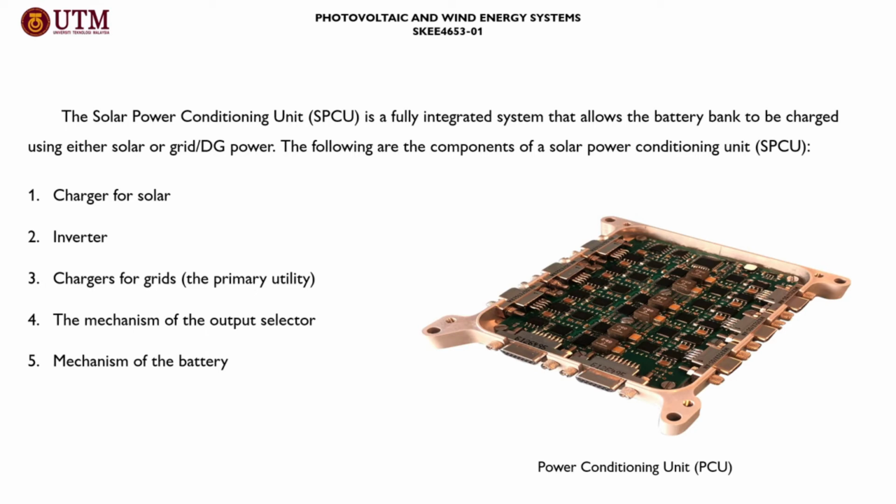So the solar power conditioning unit, or the SPCU, is a fully integrated system that allows the battery bank to be charged using either solar or grid power. The following are the components of a solar power conditioning unit, starting with a charger for the solar, an inverter, a charger for the grid, the mechanism of the output selector, and lastly the mechanism of the battery.